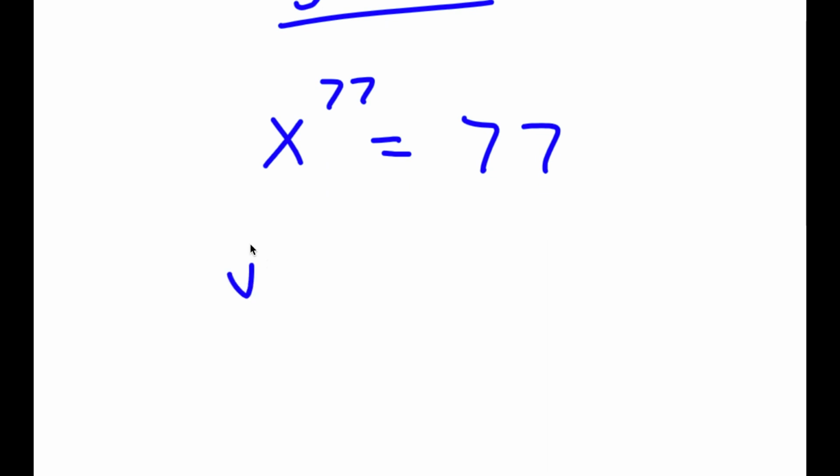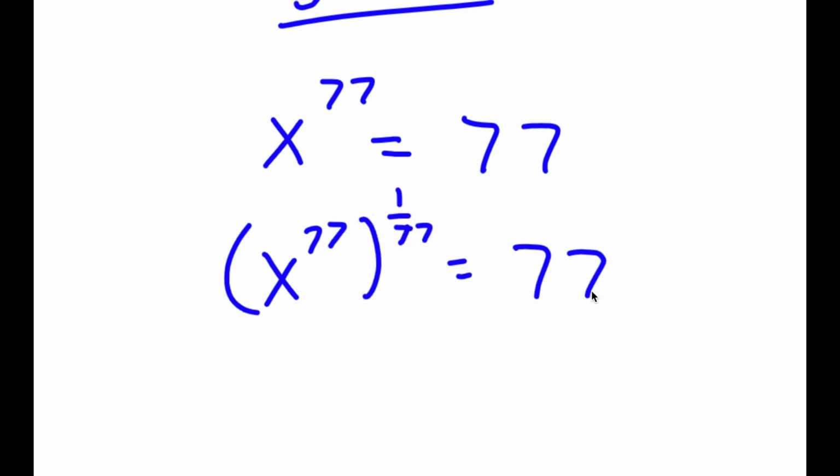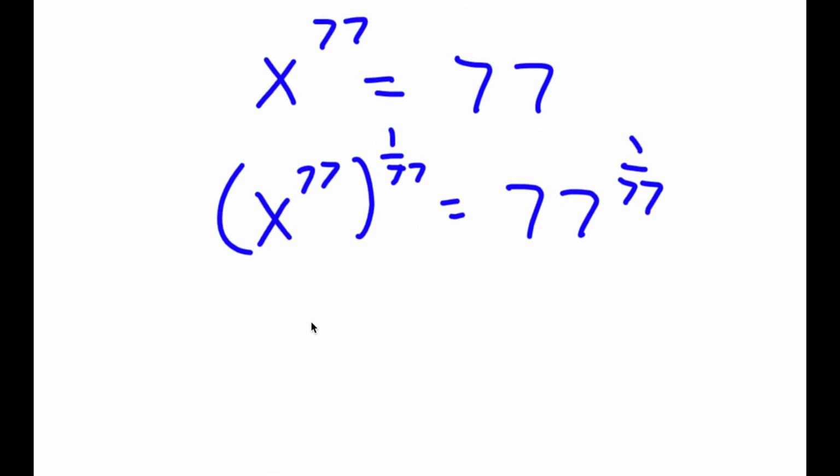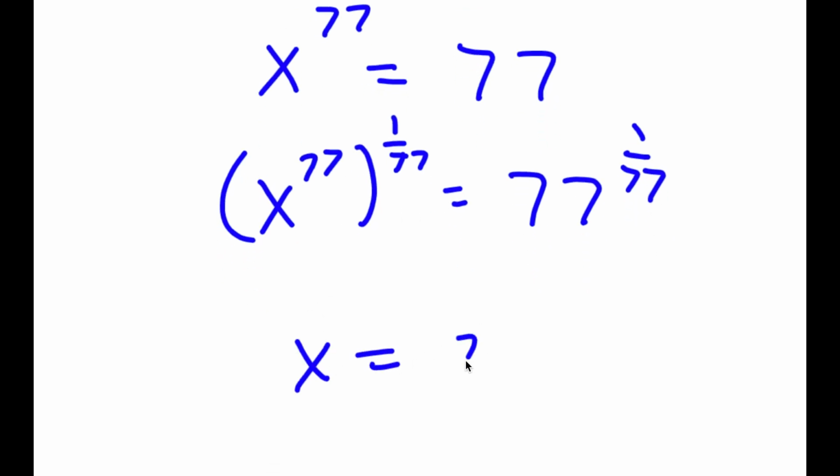So to solve this, I'm going to take the power of 1 over 77 on both sides. So I have x to the power of 77 to the power of 1 over 77 is equal to 77 to the power of 1 over 77. So I get x is equal to the 77th root of 77.